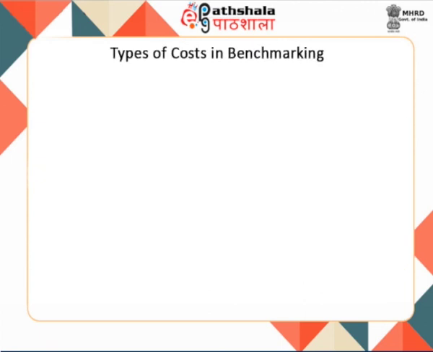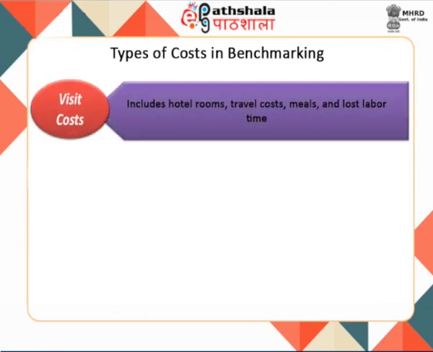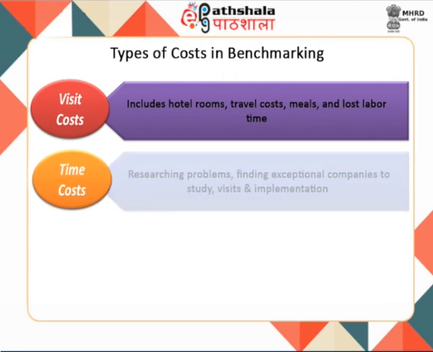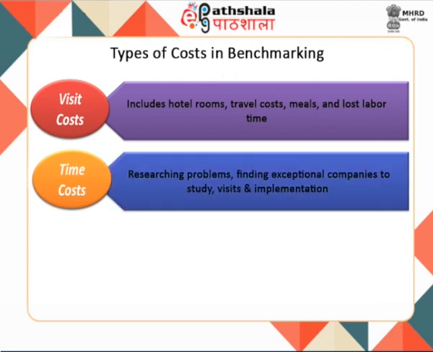The three main types of costs in benchmarking are: number one, visit costs. This includes hotel rooms, travel costs, meals, a token gift, and lost labor time. Number two, time costs. These include the time members of the benchmarking team will be investing in researching problems, finding exceptional companies to study, visits, and implementation.